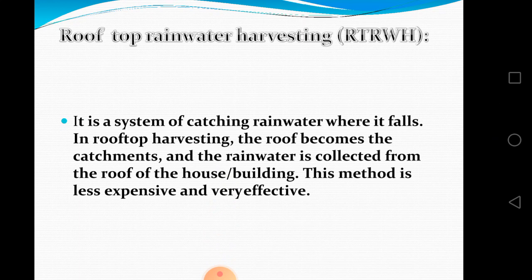In vegetated or rural areas, when rain falls, it directly infiltrates into the soil. But in urban areas, it is not possible for it to infiltrate directly into the soil. When the water infiltrates into the soil, it increases the groundwater recharge. But in urban areas, only the rooftop is the catchment. So water will be collected from the rooftop, the rainwater collected from the roof of the house or building, and we can use it for recharge purposes. This is not a very expensive method, and this method is very effective.